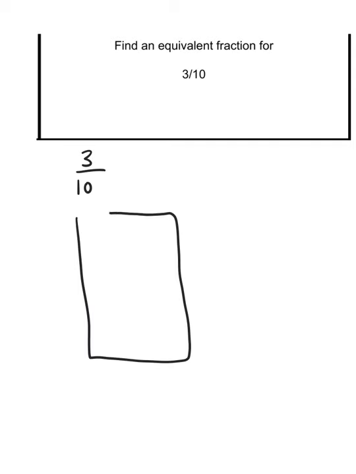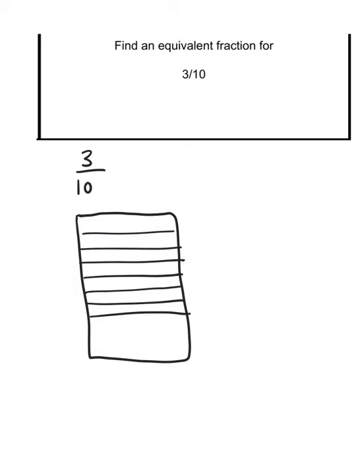Okay, now we're going to find an equivalent fraction for 3/10. And we've been practicing this for the last week or so. I'm going to divide my 1 whole into 10 equal pieces, and then I'm going to shade in 3 of those pieces. When I'm finding an equivalent fraction, it's important to remember that my numerator and my denominator will change, but the size of my whole will not change. My 1 whole can't change sizes.